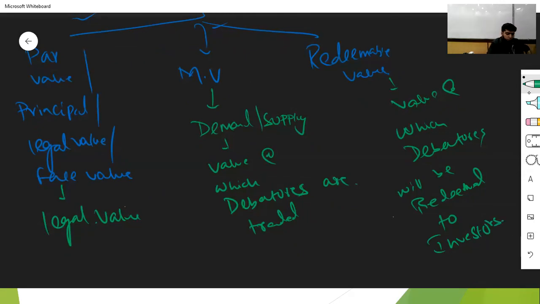Debentures will be redeemed to investors. Redeemable value is the value at which the debentures will be redeemed to the investor. For example, if I have invested $500,000 in a company, that is, I have purchased debentures worth $500,000, so what will I be getting after 5 years, the $500,000?